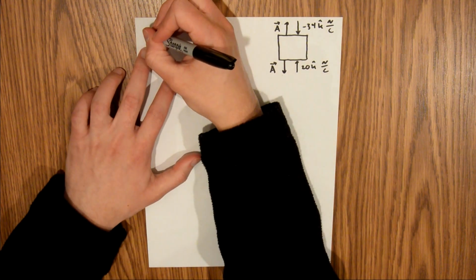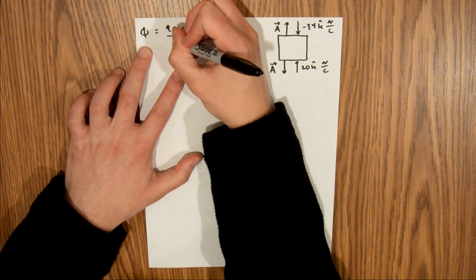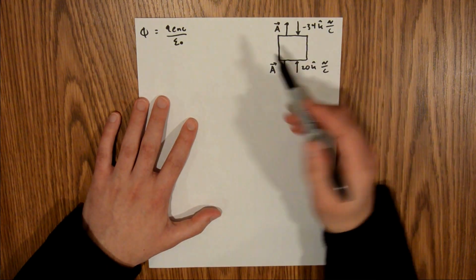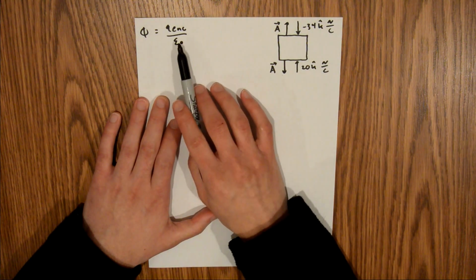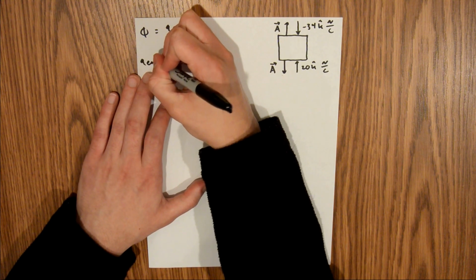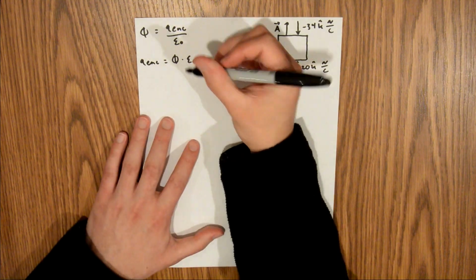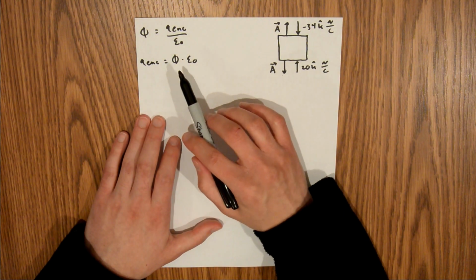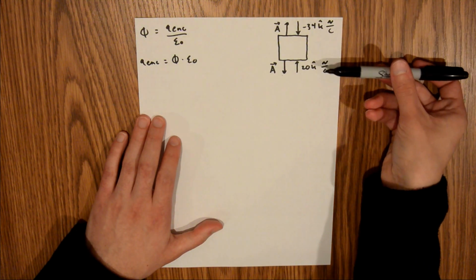We know that flux is equal to the charge enclosed over epsilon naught, where epsilon naught is our vacuum permittivity constant. We are looking for the charge contained within the cube, Q enclosed, so we can multiply both sides by epsilon naught to isolate it. So Q enclosed is equal to flux times epsilon naught. Epsilon naught is a universal constant, but we need to find our flux, which is the total flux into the cube, the addition of our flux from the top and our flux from the bottom.